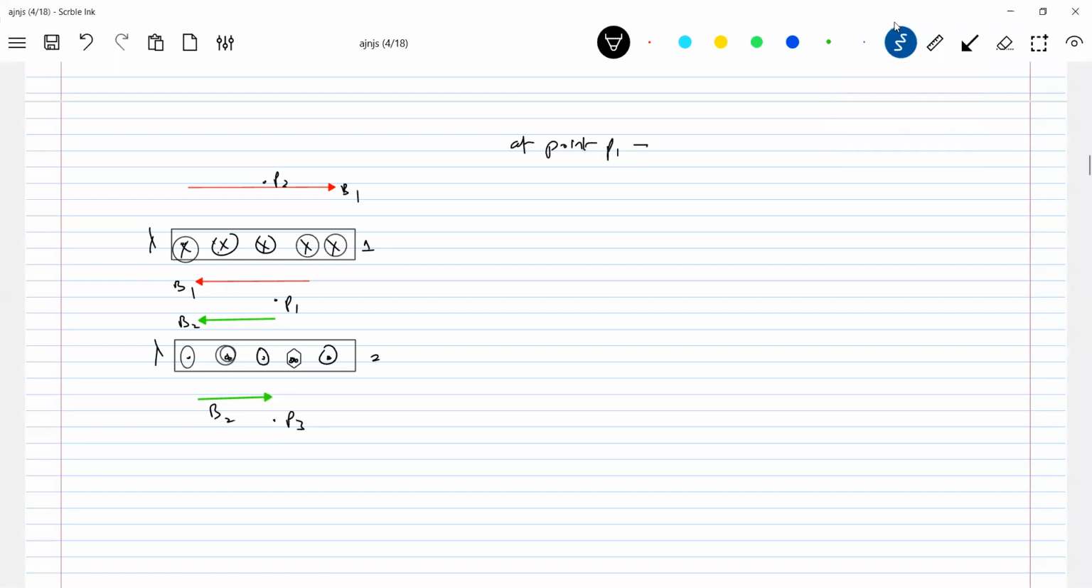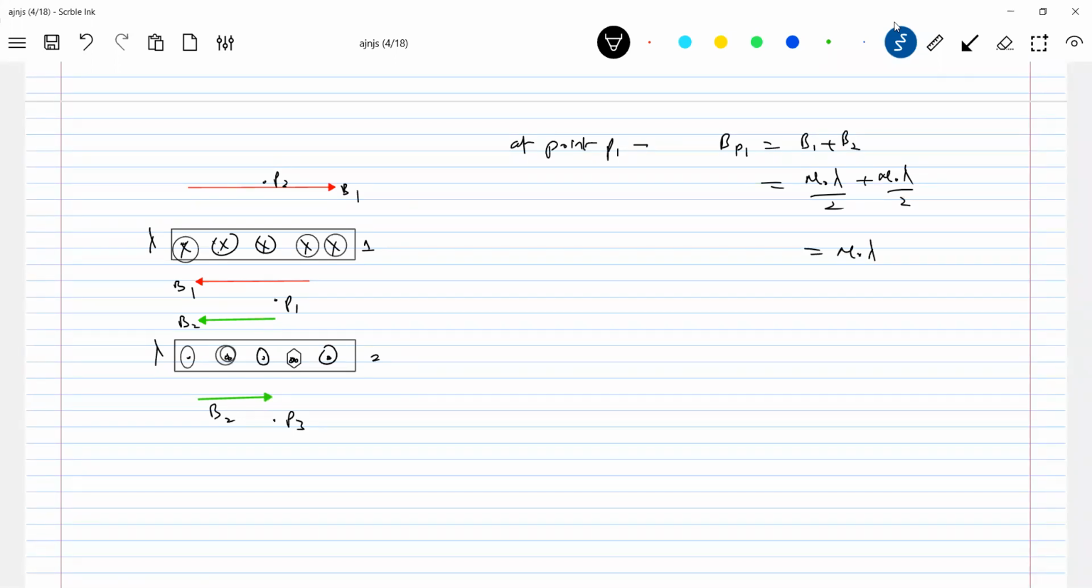You have to take superposition, like how we did for charged sheets. At P1, BP1 should be equal to B1 plus B2. Both are in the same direction. So mu naught lambda by 2, plus mu naught lambda by 2, so it will be mu naught lambda.